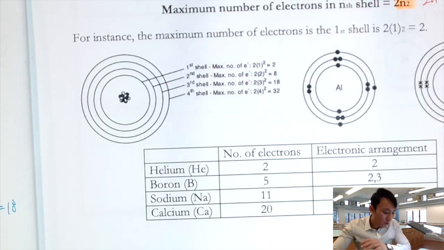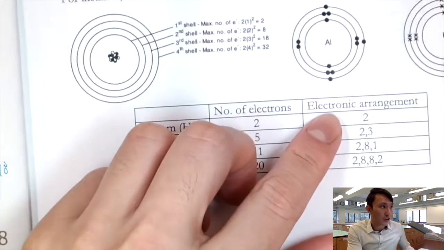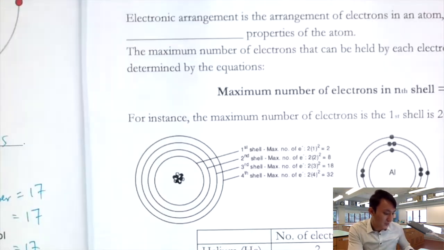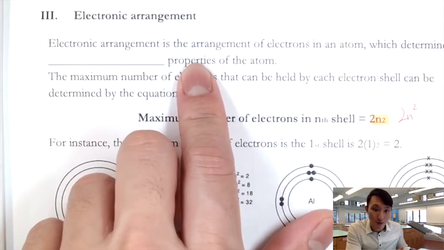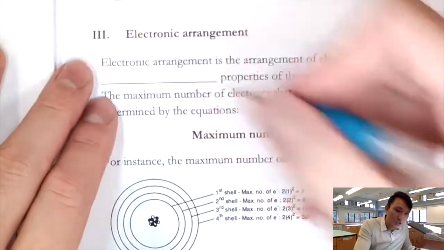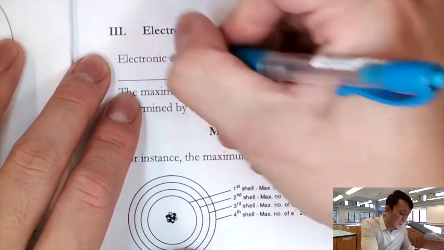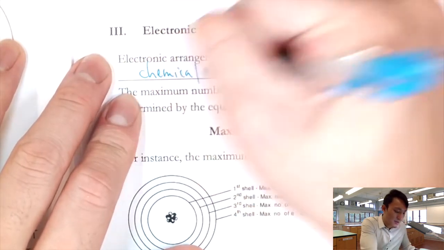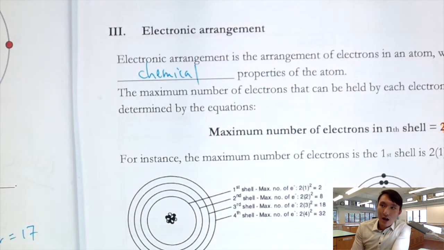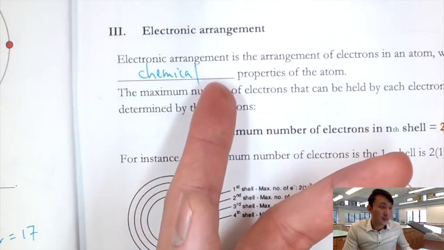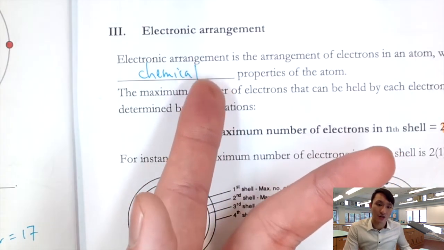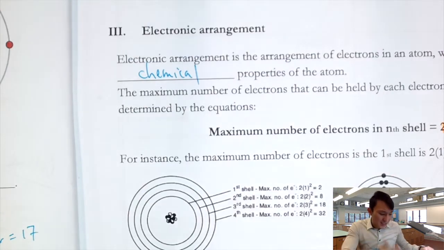Okay. Going back to here. So, why are we so concerned about electronic arrangement? Because we say that the electronic arrangement determines the chemical properties. Actually, the physical and the chemical properties, but here, I try to emphasize the chemical property. That means how an element reacts depends on the electronic arrangement. So, chemistry is all about reactions, right? So, of course, electronic arrangement is important because it determines the chemical reactions. Okay, so that's the idea.